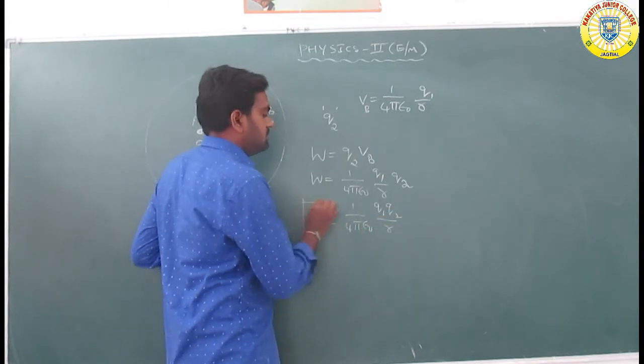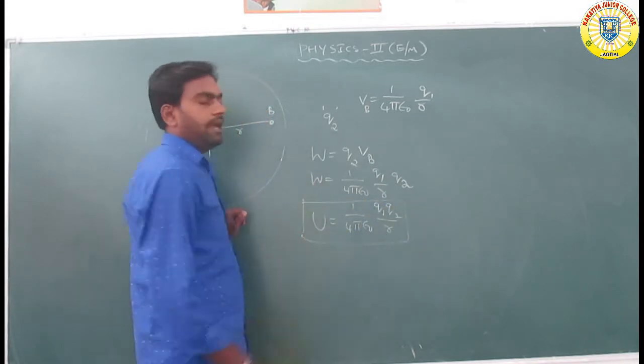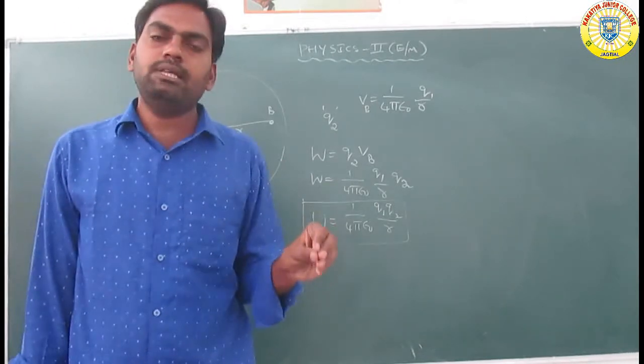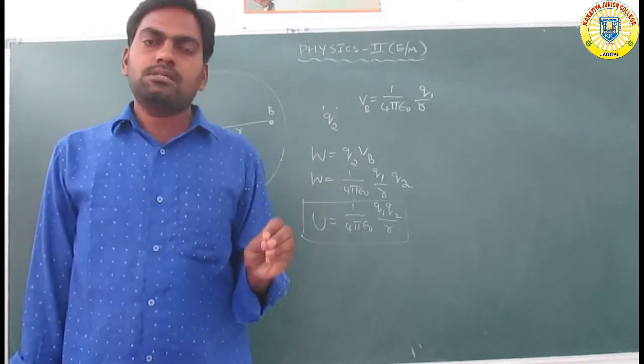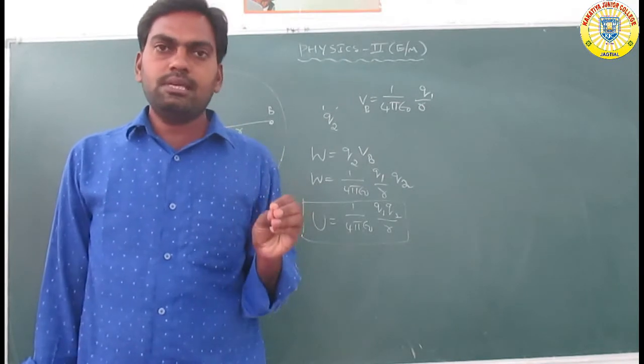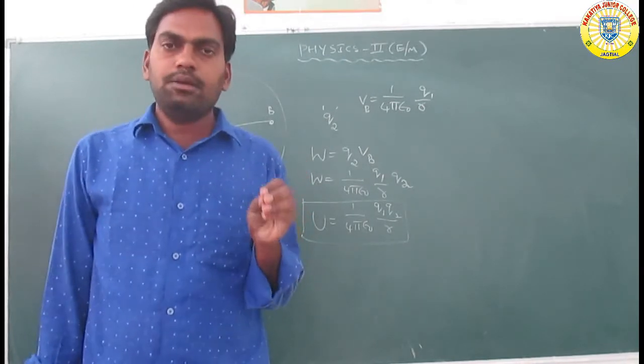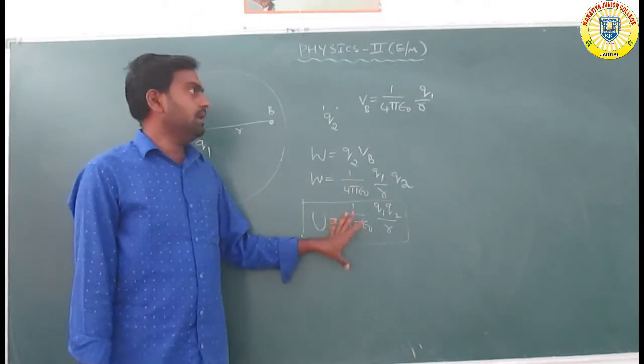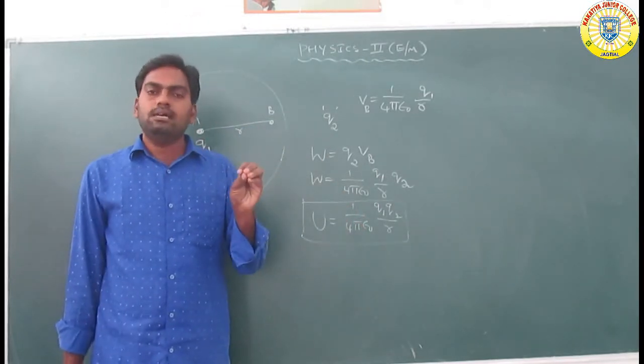This is called the total potential energy of a system of two point charges. The potential energy U equals 1 by 4 pi epsilon Q1 Q2 by R.